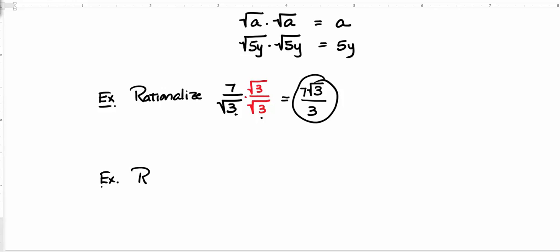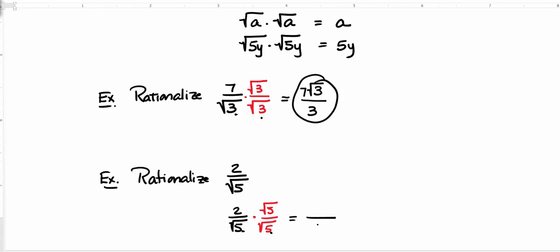So if I ask you to rationalize 2 divided by the square root of 5, right, I'm going to take 2 over the square root of 5, and to rationalize it, I'm going to multiply top and bottom by the square root of 5, because once I take the square root of 5 times the square root of 5, I simply get 5 outside, and on top I have 2 times the square root of 5 still. So these two are the same, but this one's rationalized.